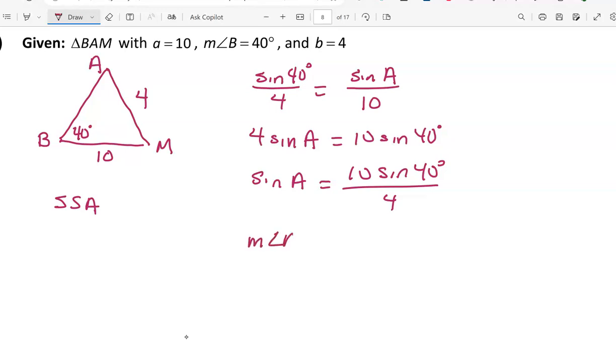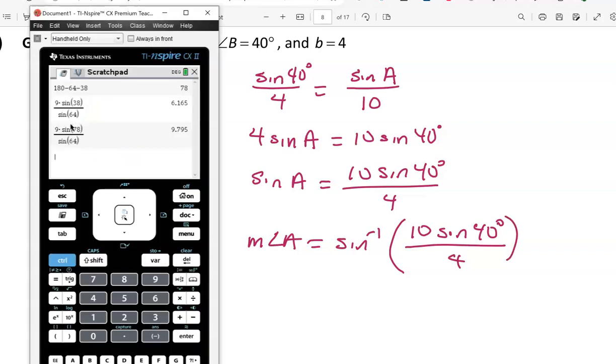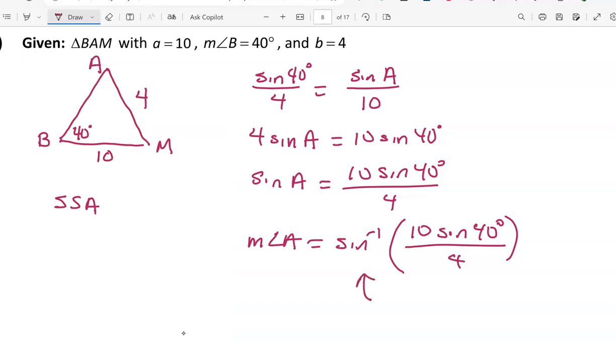To find measure of angle A, we need to take an inverse sine. So the inverse sine of 10 times the sine of 40 degrees divided by 4. And now we're ready for our calculator to find that angle. So inverse sine is in your trig menu. And I'll use the horizontal fraction bar, control divide, and enter 10 times the sine of 40 degrees divided by 4, enter, and you'll notice that we get undefined.